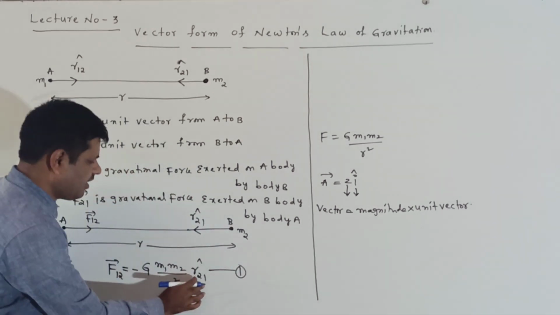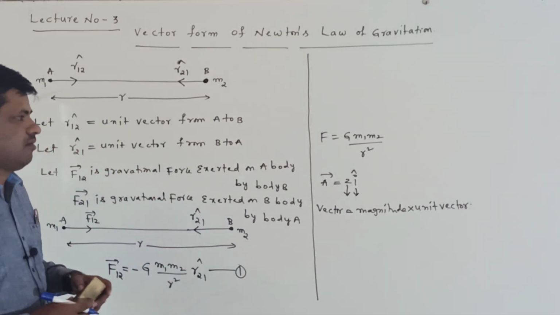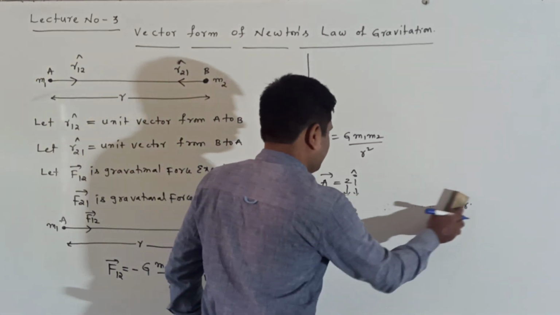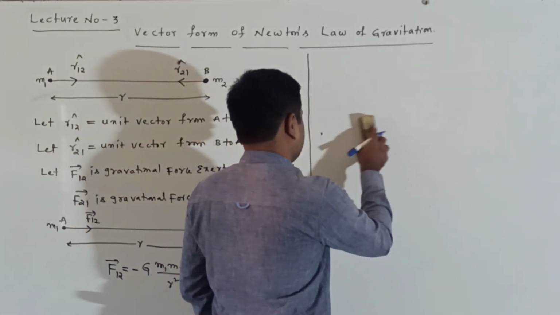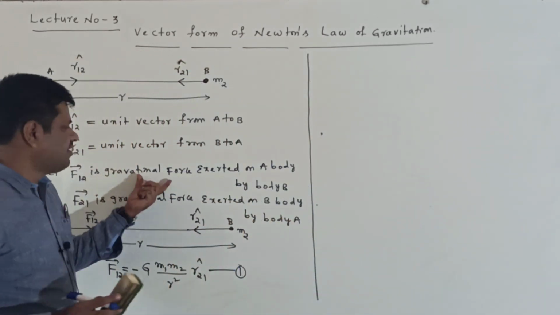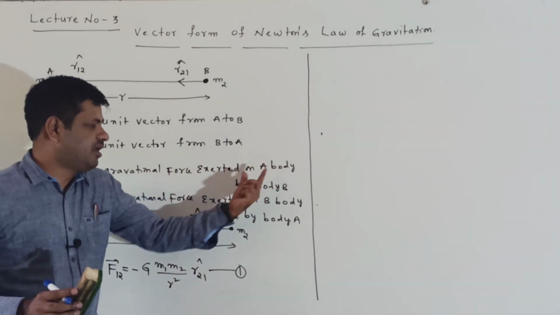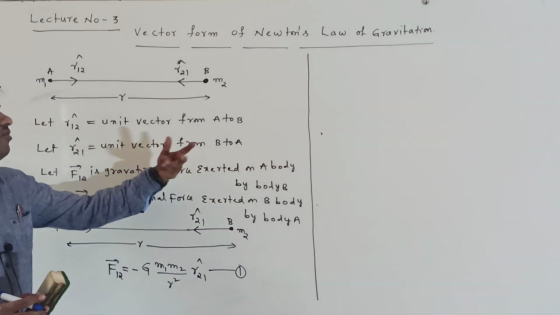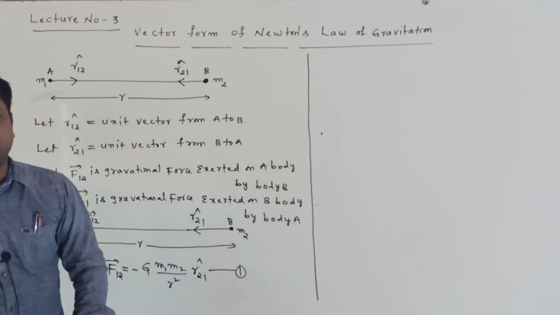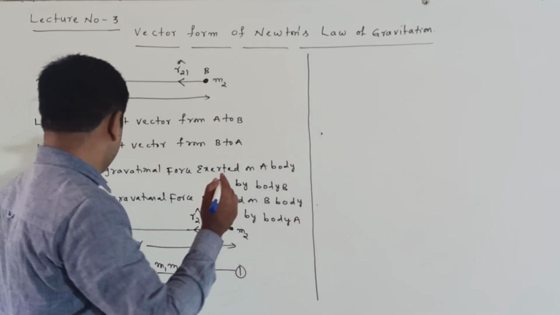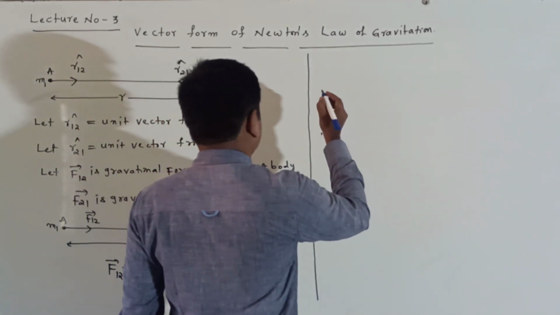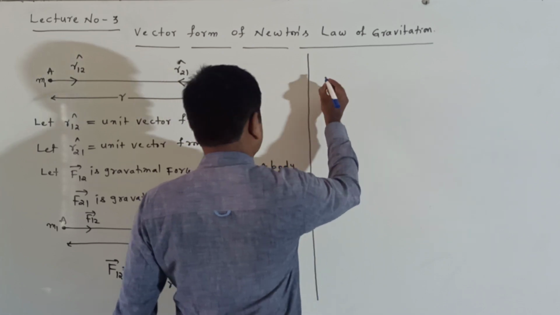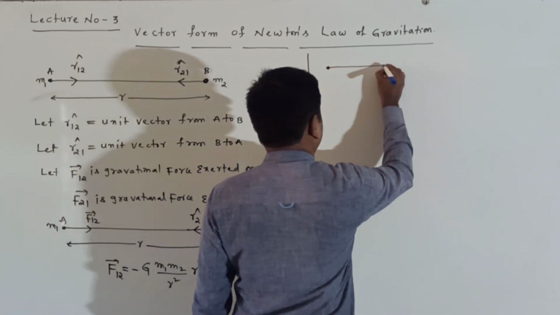Here F12 and F21 are coming, with the unit vector. Next, this is completed as the gravitational force exerted on A body by B body, meaning the gravitational force acting on A body due to B body. Now this is given the equation number 1. Next, I am again drawing the same diagram here.